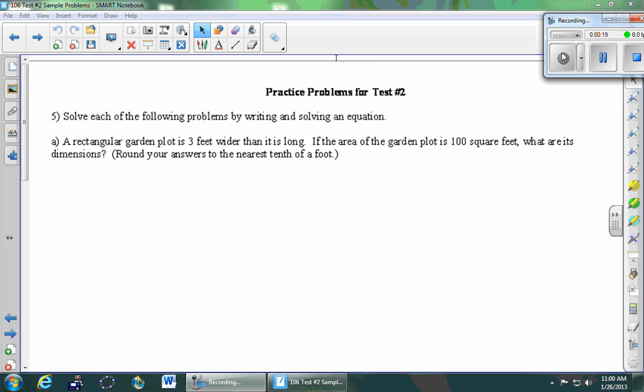Solve each of the following problems by writing and solving an equation. A rectangular garden plot is 3 feet wider than it is long. If the area of the garden plot is 100 square feet, what are its dimensions? Round your answers to the nearest tenth of a foot. So we'll start here by drawing a picture.